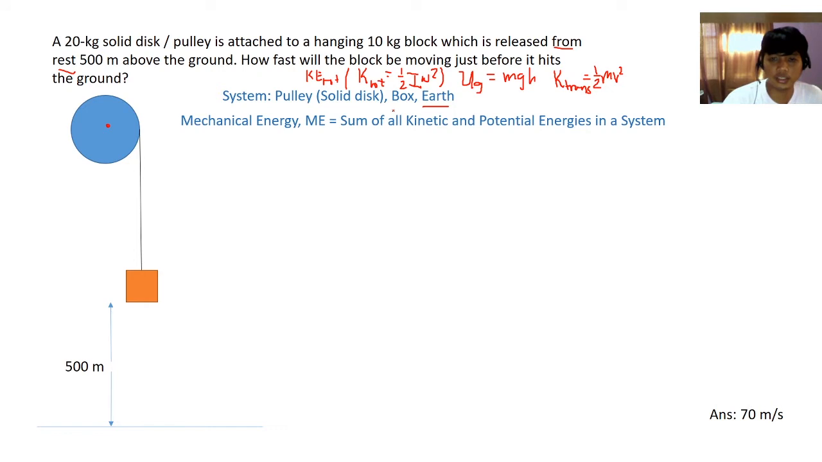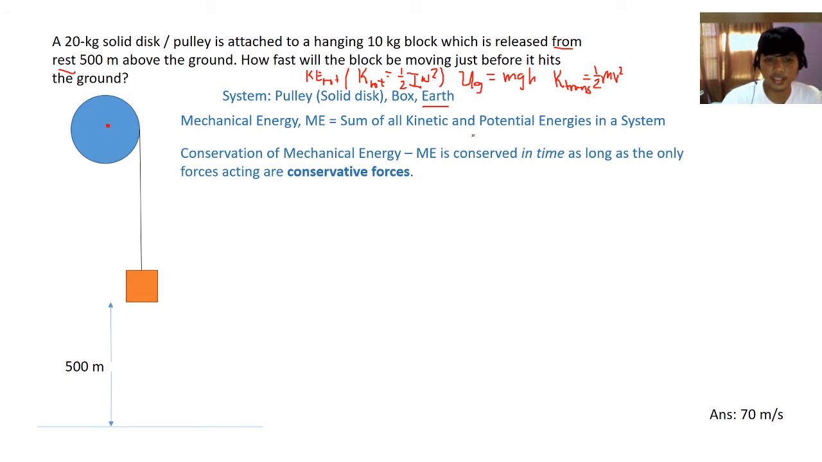Now, the mechanical energy is the sum of all kinetic and potential energies in a system. The conservation of mechanical energy states that mechanical energy is conserved in time as long as the only forces acting are conservative forces. In this case, we are assuming that there is no friction between the rope and the pulley, because if there is friction, then we cannot use conservation of mechanical energy. Friction is a non-conservative, or dissipative, force because it takes away some energy from the system and converts it into heat. Aside from that, the only force acting in the system is gravity, and gravity is a conservative force. Gravity doesn't take anything away, and it doesn't convert anything to heat.